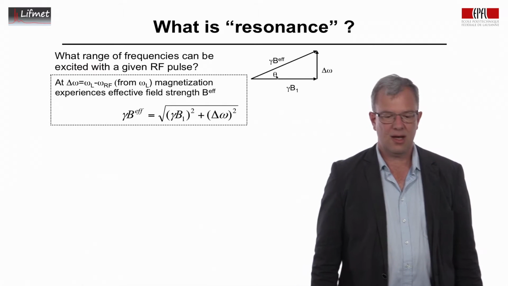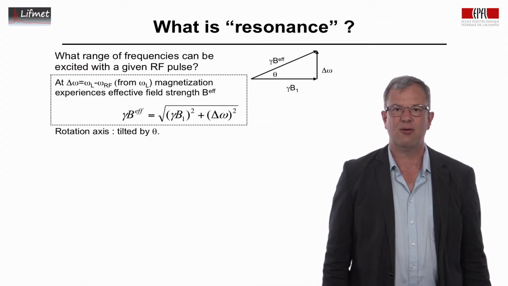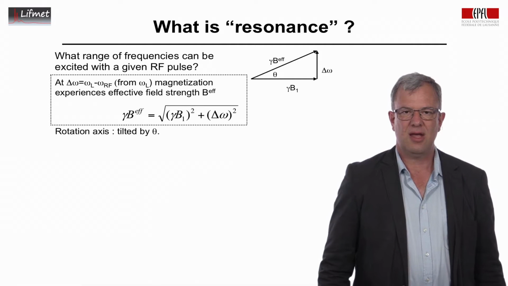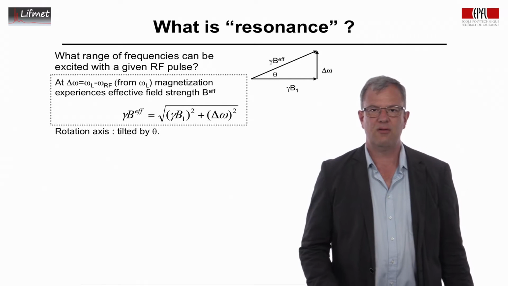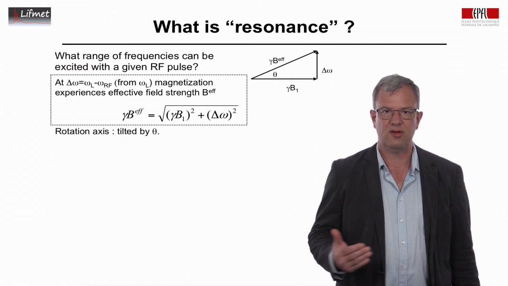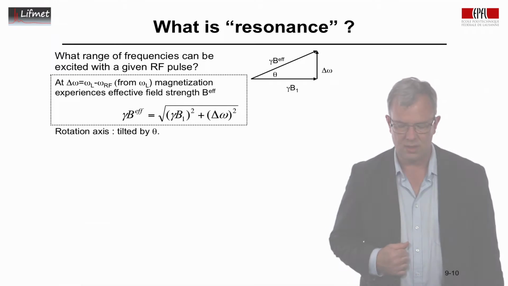So what does it mean now? We have the Larmor equation, and the Larmor equation is always true. So now the rotation axis is dictated by the direction of B effective. So it is tilted by an angle theta compared to the transverse plane. If we were exactly on the Larmor frequency, delta omega would be 0, theta would be 0, and we have the case that we have discussed last week and just before.